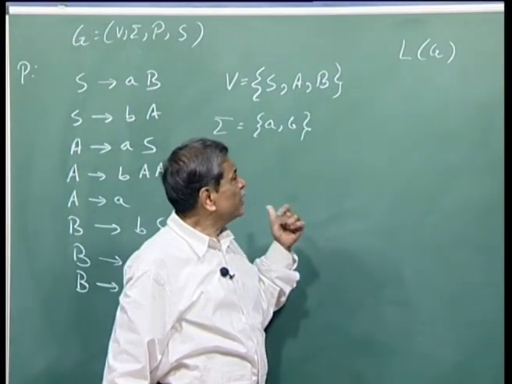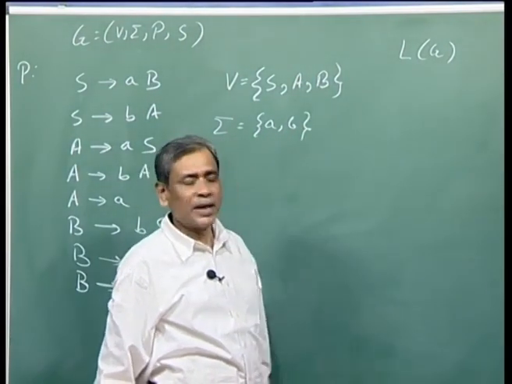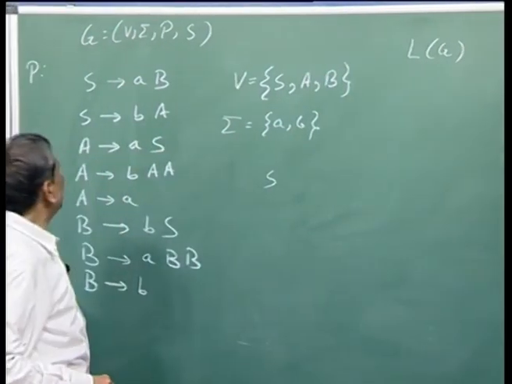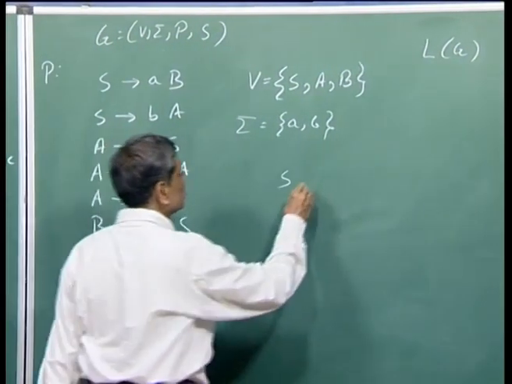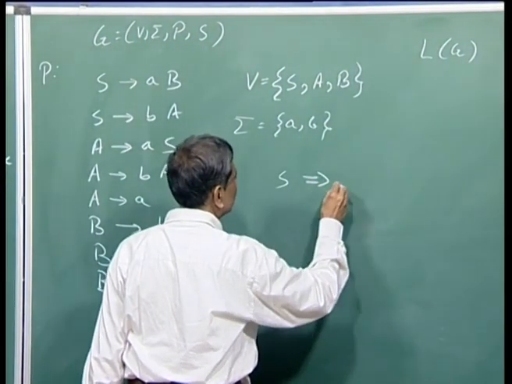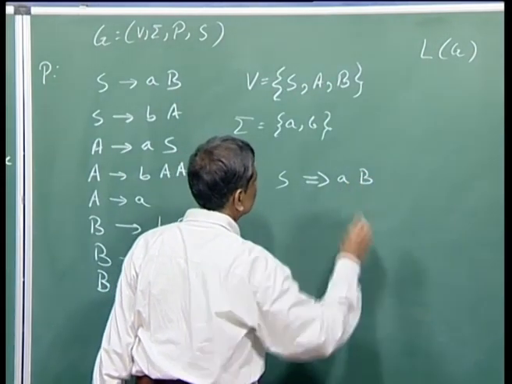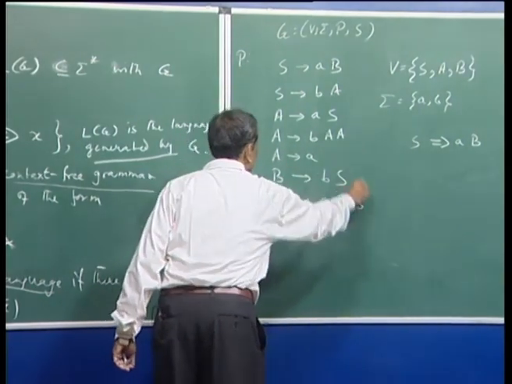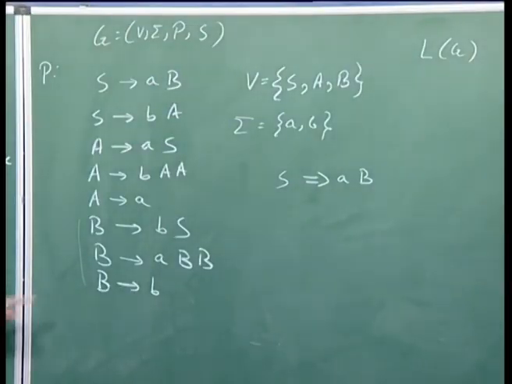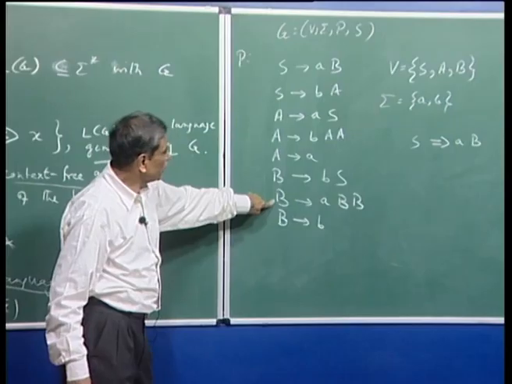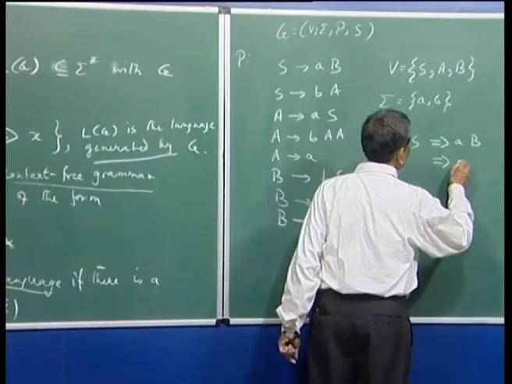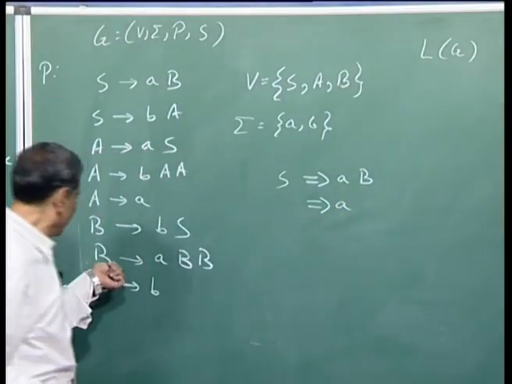And let me just derive a few strings of this language. So, we start with S, and maybe I use the first production. Now, you see, I have a choice. I can use any one of these. So, why not let me use this more complex looking one. Let me use the second one. So, this B, therefore, I rewrite as A B B.